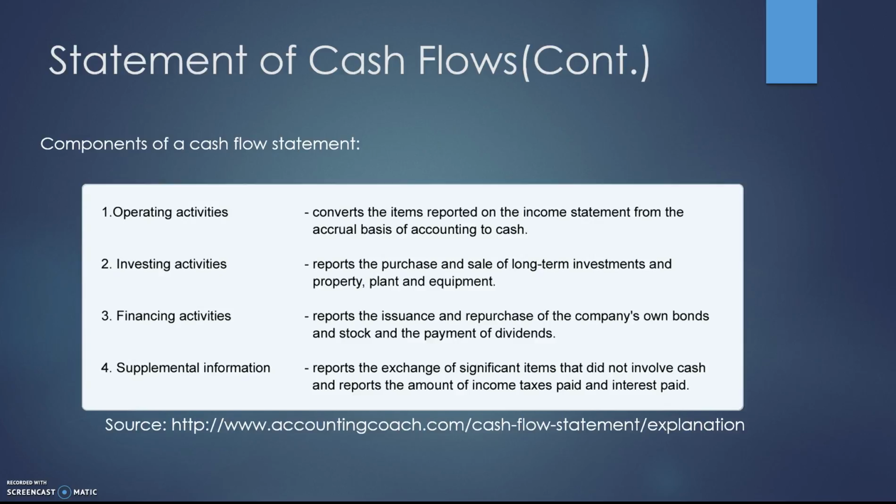Components of a cash flow statement include operating activities. These convert the items reported on the income statement from the accrual basis of accounting to cash. Investing activities, which report the purchase and sale of long-term investments in property, plant, and equipment. Financial activities, which report the issuance and repurchase of the company's own bonds and stock, as well as the payments of dividends. And supplemental information, which reports the exchange of significant items that did not involve cash and reports the amount of income taxes paid and interest paid.